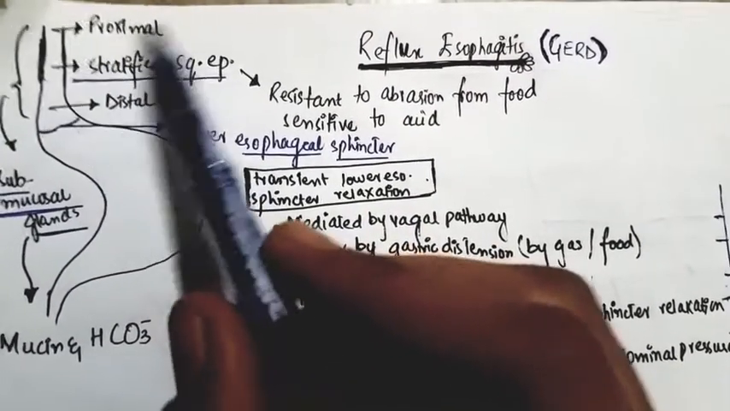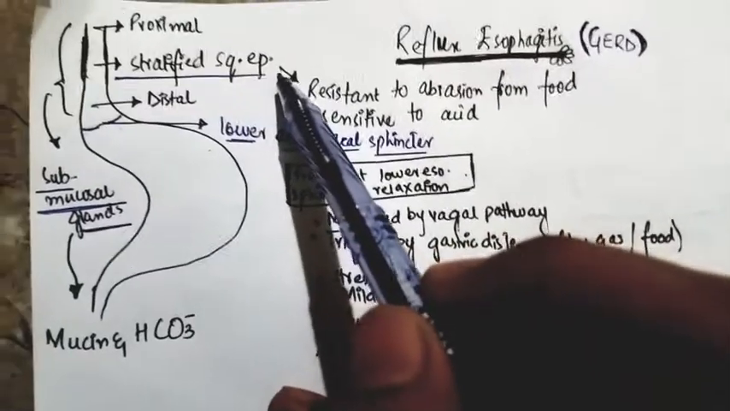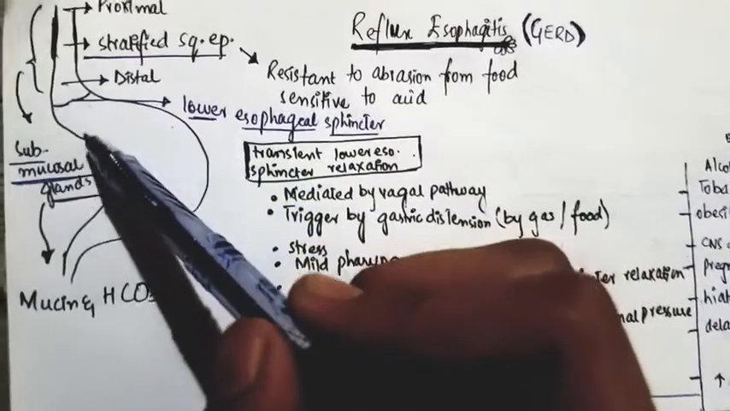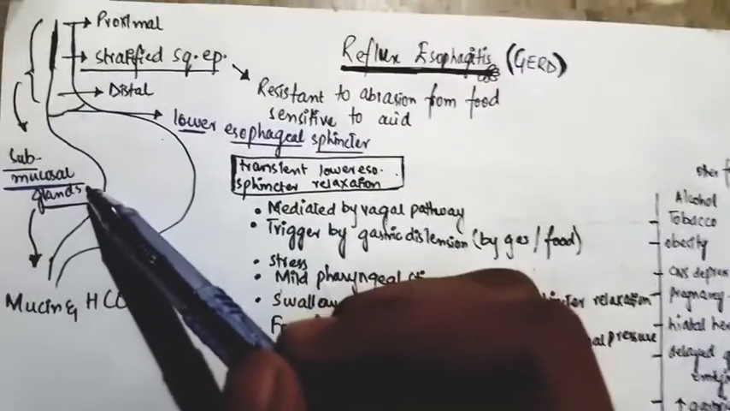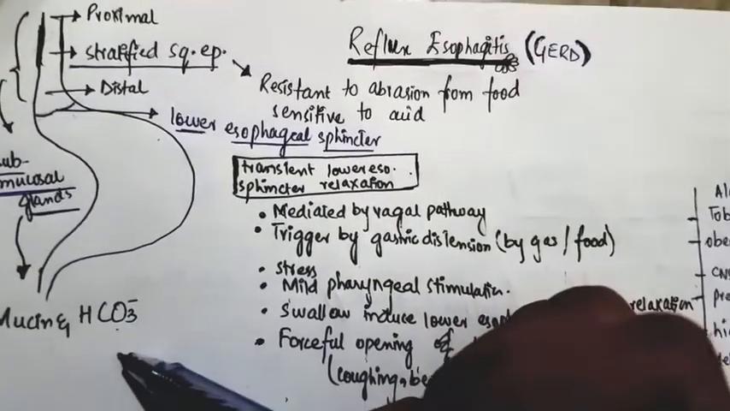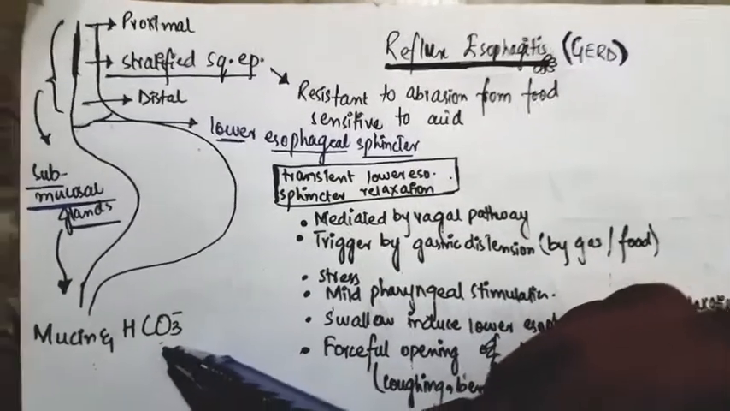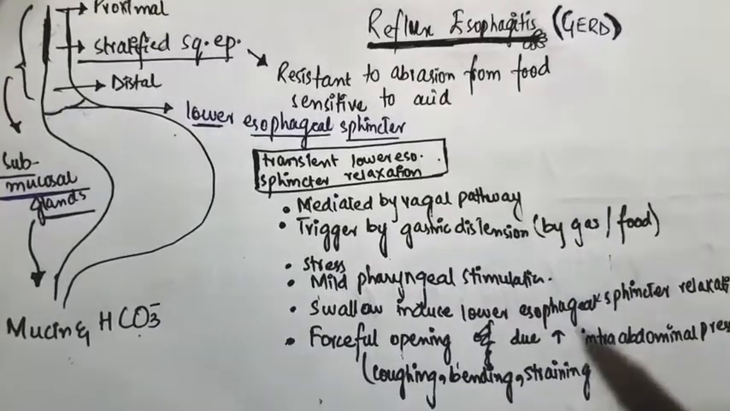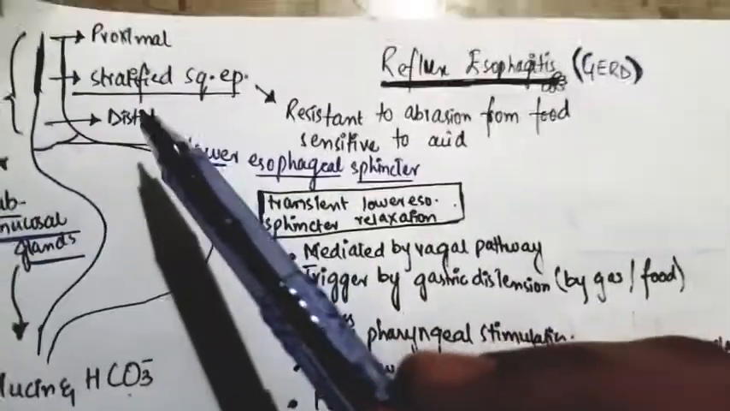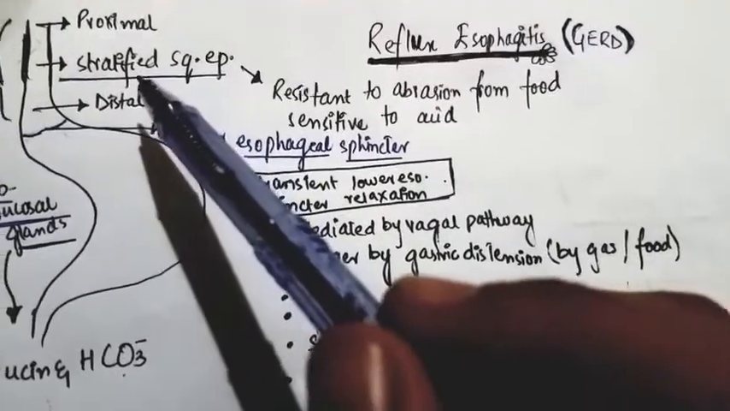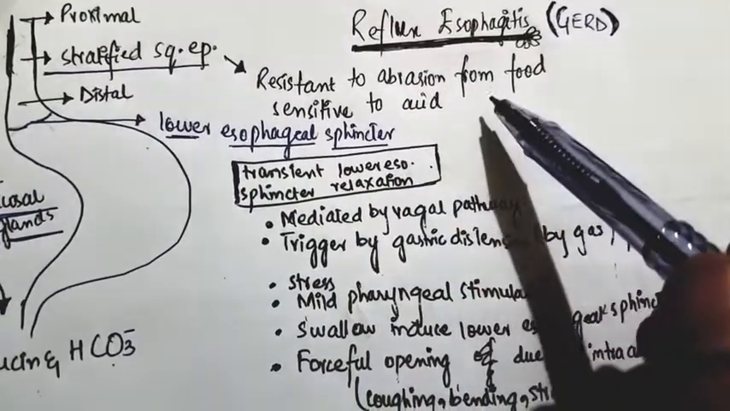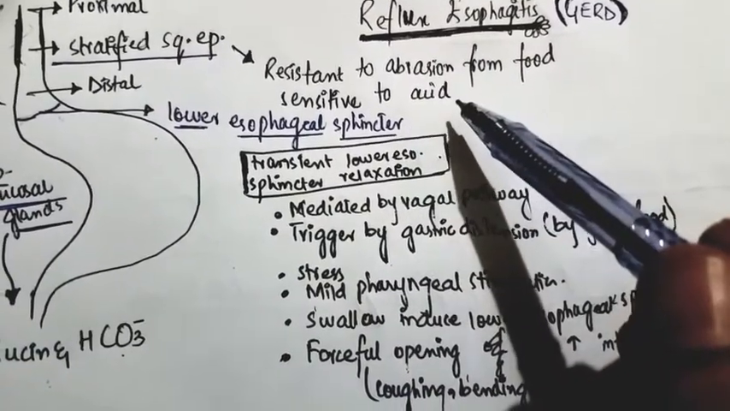esophagus is composed of stratified squamous epithelium. And in the proximal part and the distal part of the esophagus, there are some mucosal glands which are producing mucin and bicarbonate, which are continuously neutralizing the gastric content or the gastric juices. But the main role is played by the stratified squamous epithelium, which is resistant to abrasion from the food but sensitive to the acid.